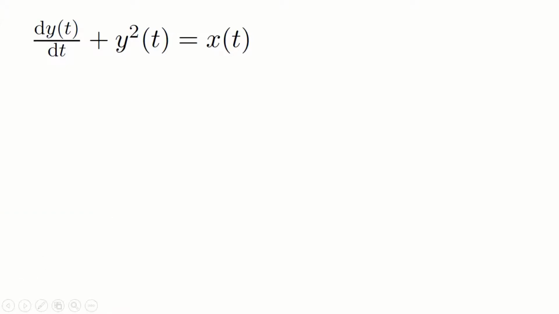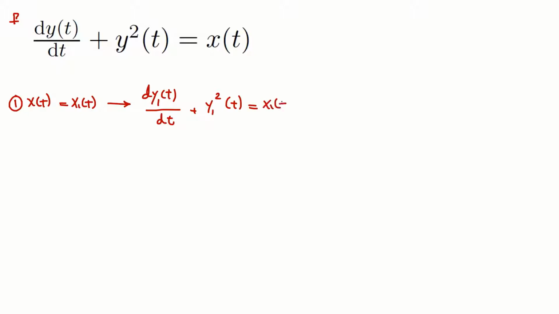And the last part in question 1.2, part F. Again, here we don't have an explicit expression for the output signal, but we have the relationship between input and output signals, and that's enough. First step, we assume the input signal is x1(t), and that makes this relationship between input and output: dy1(t)/dt plus y1 squared(t) equals the input.